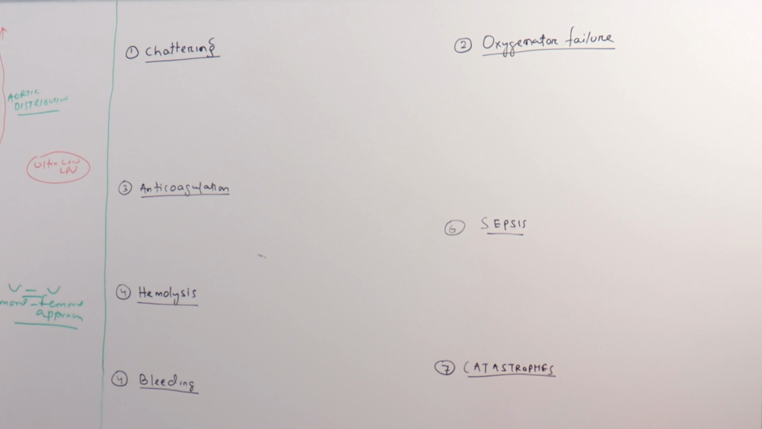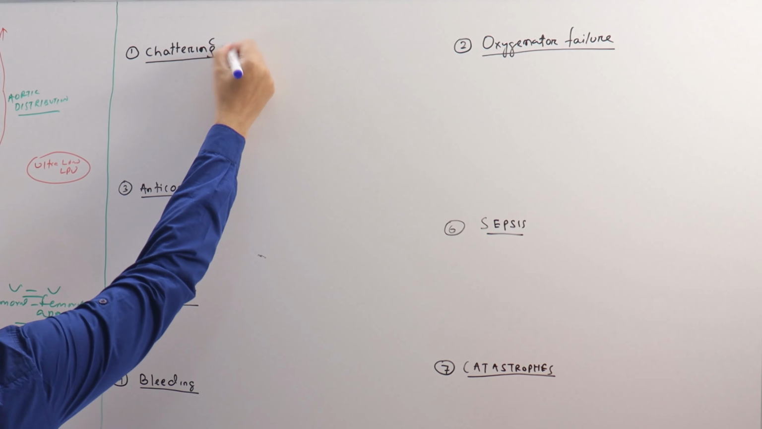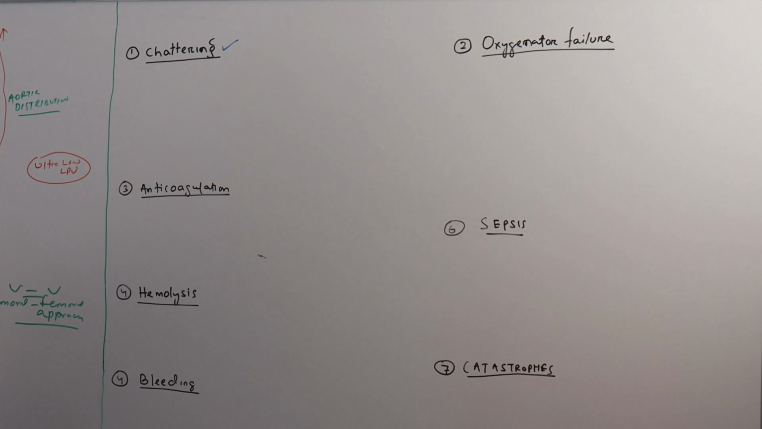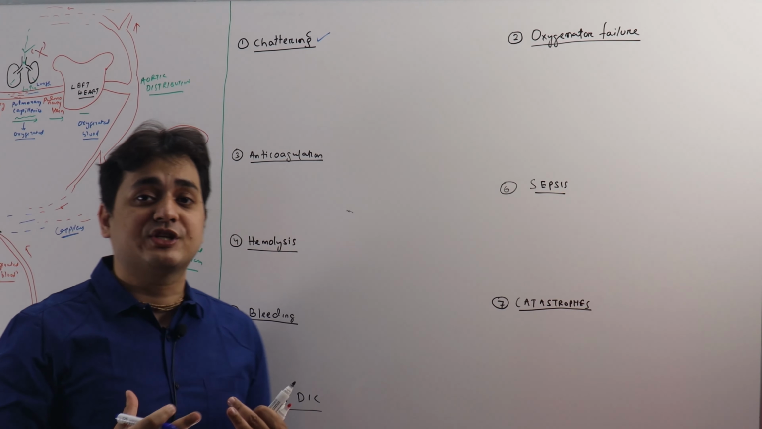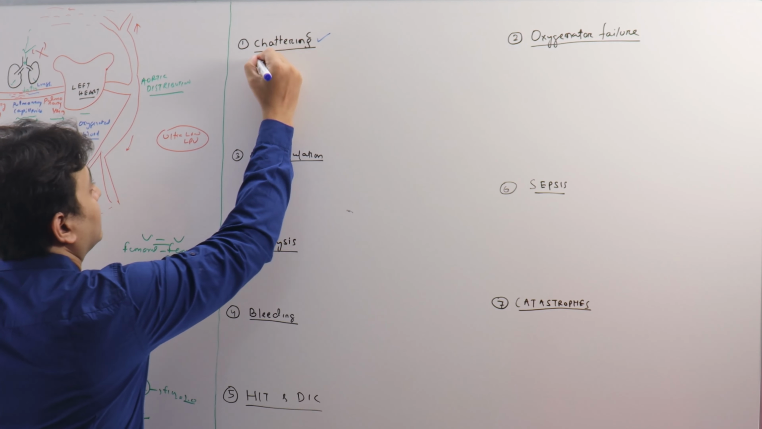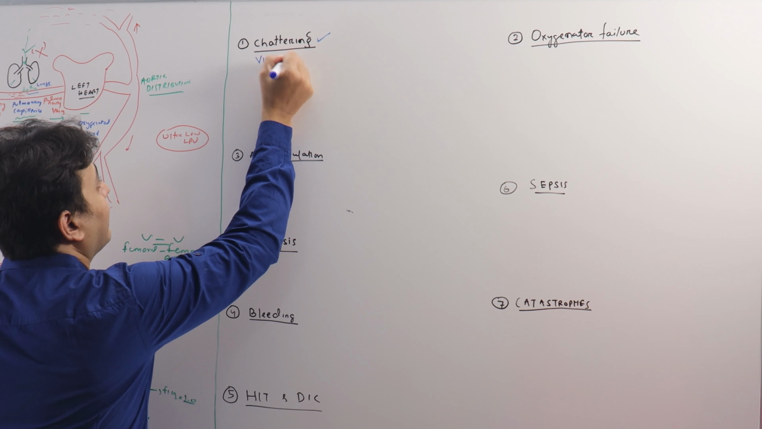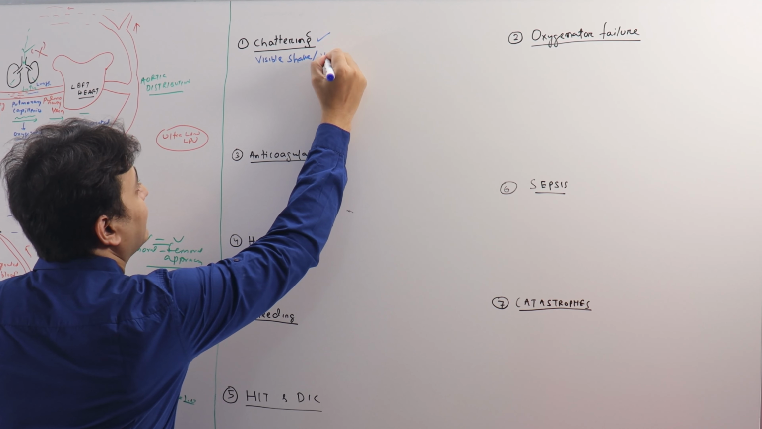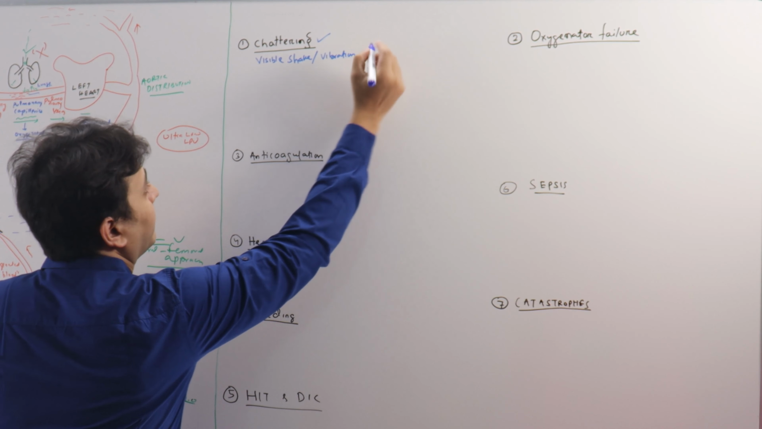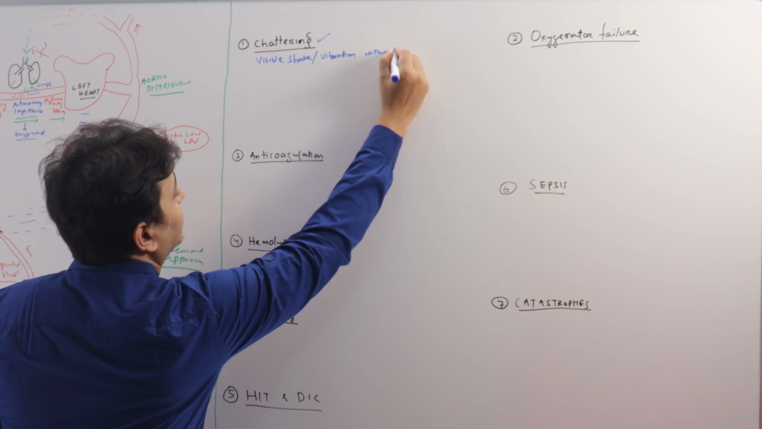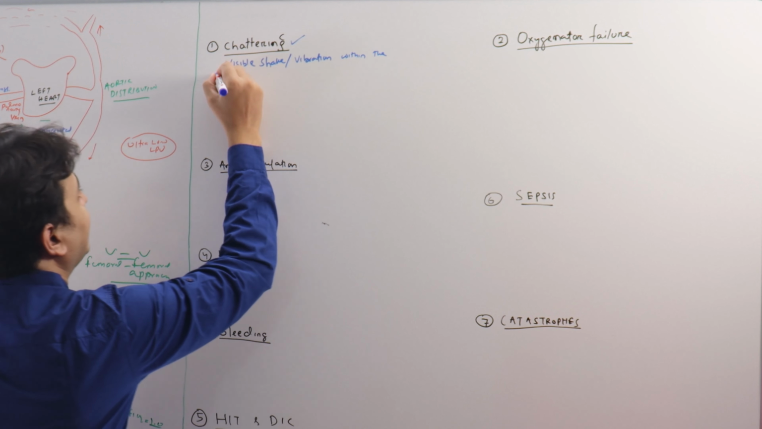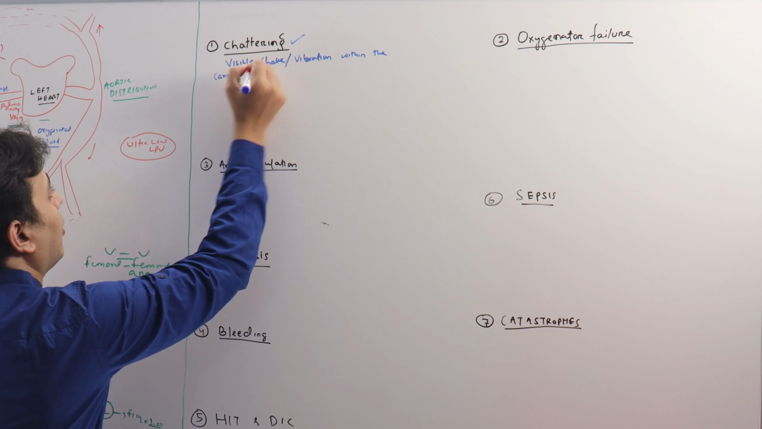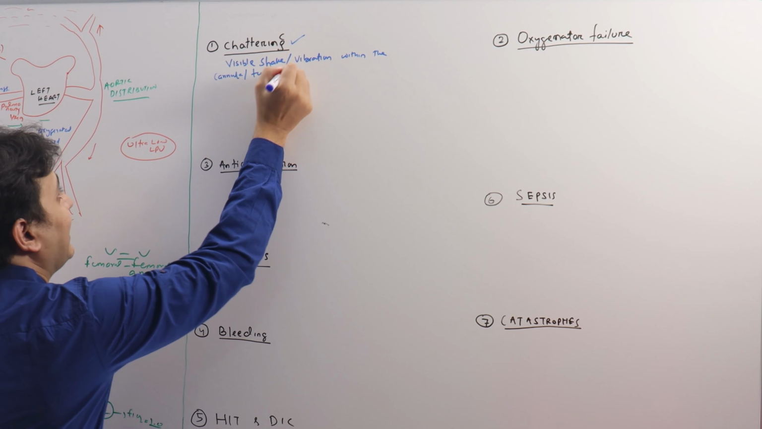So the first trouble that can happen that you have to troubleshoot is chattering. So what is chattering? Chattering means visible shake or vibration within the cannula or tubing, right? Why does this happen?